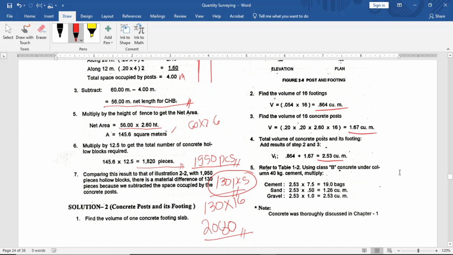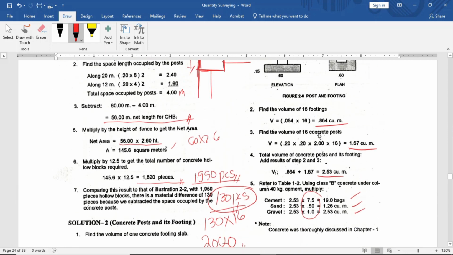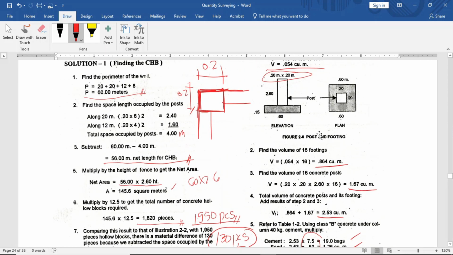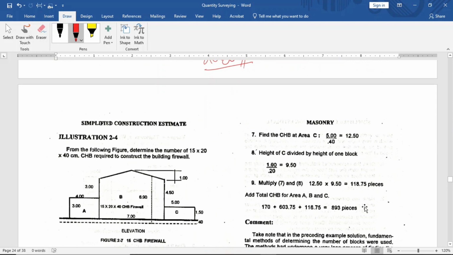So, yung gagamitin natin is Class B. So, ito na yung multipliers natin: 7.5, 0.5, tsaka 1. So, 2.53 times 7.5, 19 bags. Tapos, 1.26 cubic meters and 2.53 cubic meters. So, yan yung na-solve natin: number of bags, tapos cubic ng sand, tapos ang gravel.